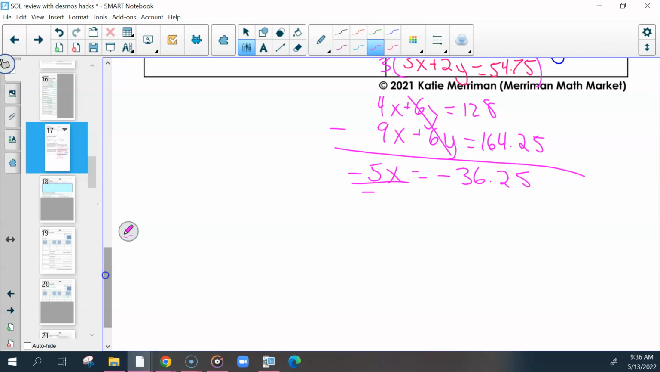And then divide with word problems. If you're solving it algebraically, you should not get negatives. And what would that be? So 1.2. So then you would have to take that x value and put it back into one of your equations to find your y value.